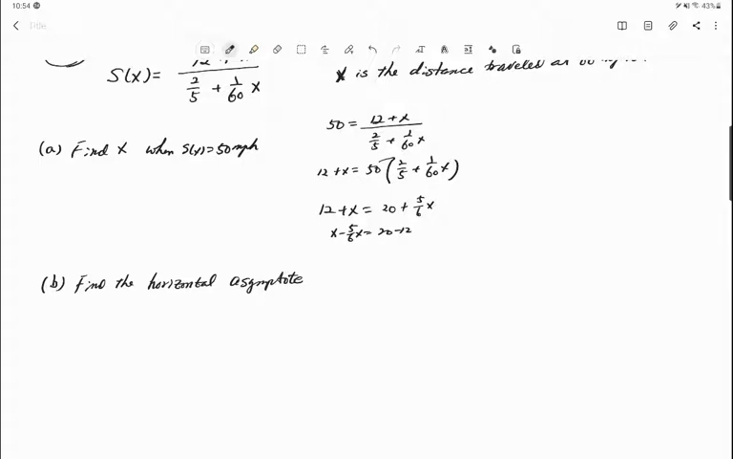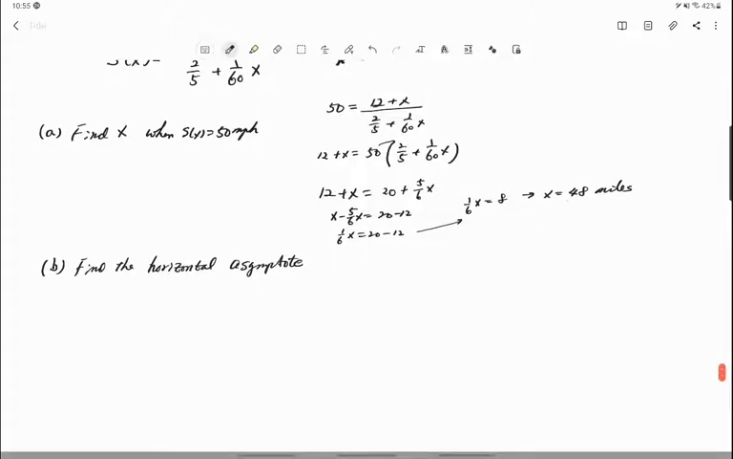From here, 1 over 6 x equals 20 minus 12, so 1 over 6 x equals 8. So x equals 48. So 48 miles. If he drives 48 miles at 50 miles per hour, then it satisfies the equation. That's the answer.